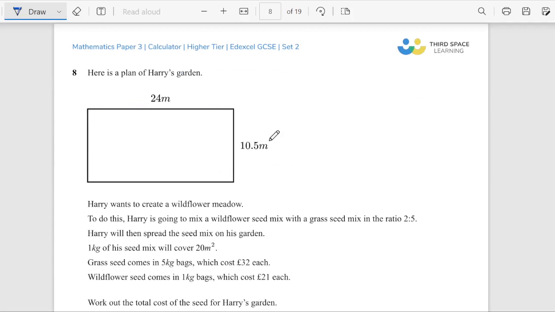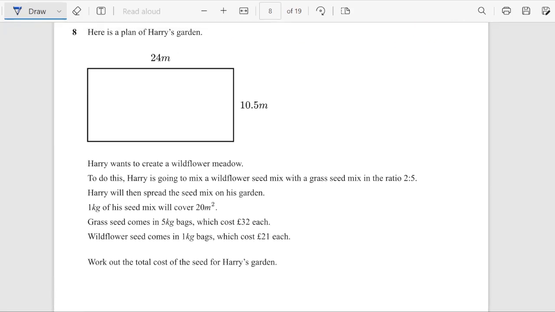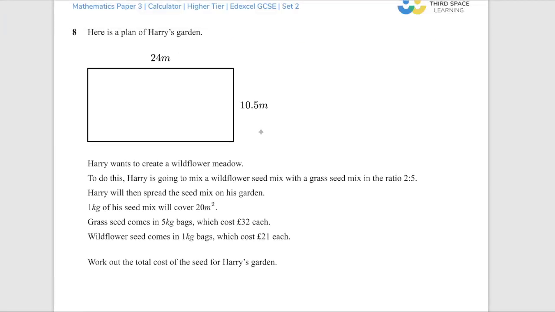Question 8. Here is the plan of Henry's garden. Henry wants to create a wildflower meadow. To do this, Henry is going to mix a wildflower seed mix with his grass mix in the ratio 2 to 5. Henry will then spread the seed mix on his garden. 1 kilogram of seed mix will cover 20 meters squared. Grass seed comes in 5 kilogram bags, each costs £32. Wildflower seeds come in 1 kilogram bags, which cost £21 each. Work out the total cost of Henry's seed for the garden.